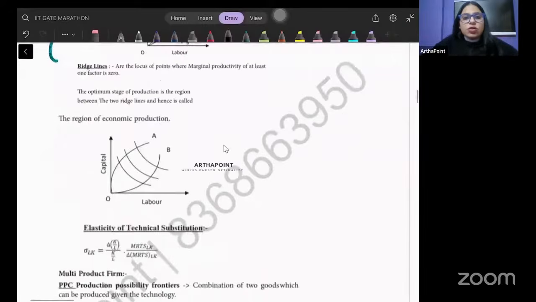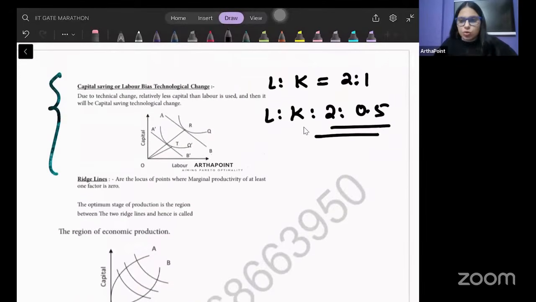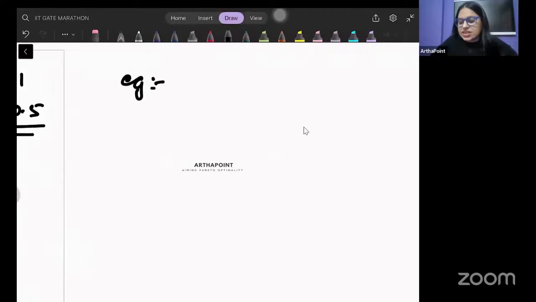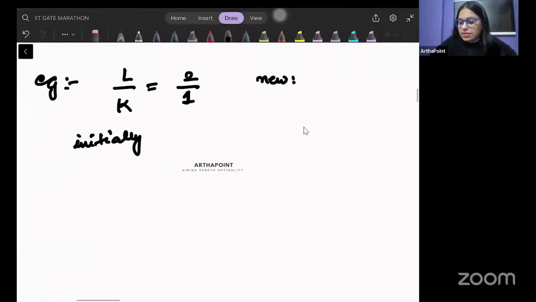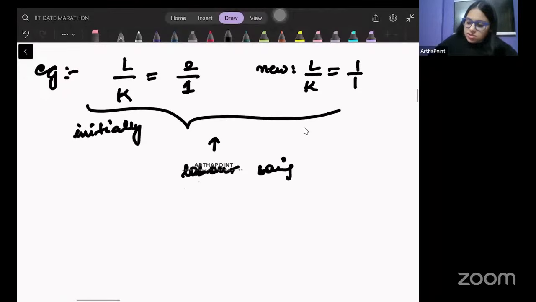Now, if I talk about ridge lines, these lines are doing exactly the same thing. So look here, say suppose, let me write an example. Say the labor to capital ratio initially is 2:1, right? And the new labor capital ratio is 1:1. Less labor is required. This means it is a labor saving technical progress.